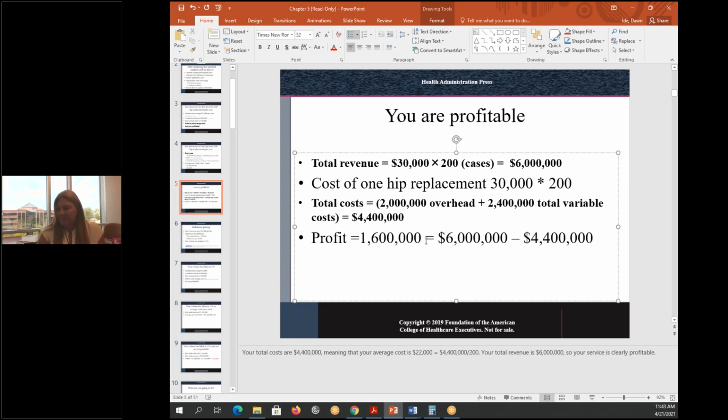What does that mean to us? Well, the answer is simple. The question is, are we making a profit? And the answer is what? Yeah, we're making a profit because we are taking in $6 million, right? And we're spending $4,400,000. That's a difference of $1.6 million. So we're making $1.6 million off of the hip replacements.